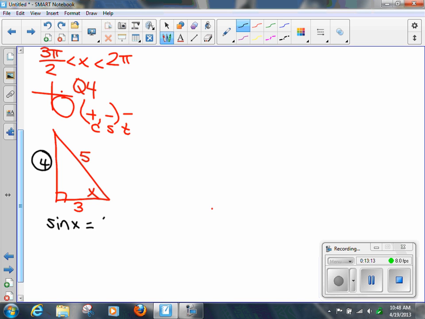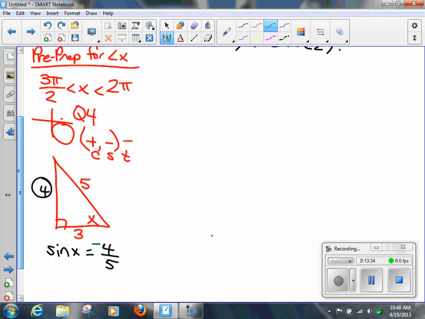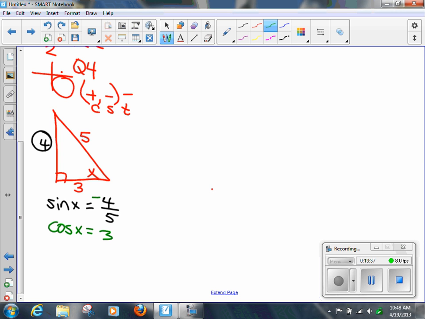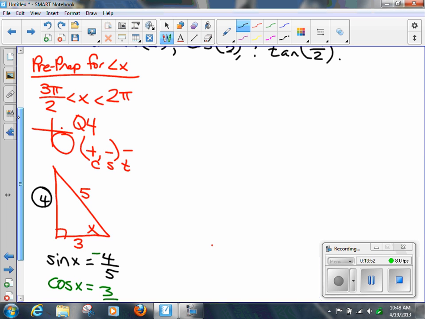Thank goodness we don't. The sine is going to be what one more time? Opposite over hypotenuse, 4/5. Refer to our signs. The sign value has to be positive or negative. Negative. And then we're given cosine of x. That's given to us. That was 3/5. I don't have to figure that at all. So really, we just shortened this up by 1 step. Oh, we're not finding tangent. Ooh. All right. That's the pre-work for angle x.